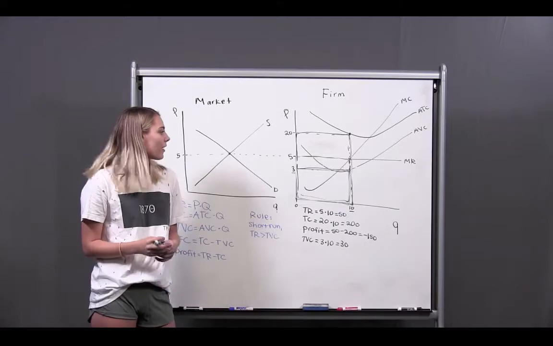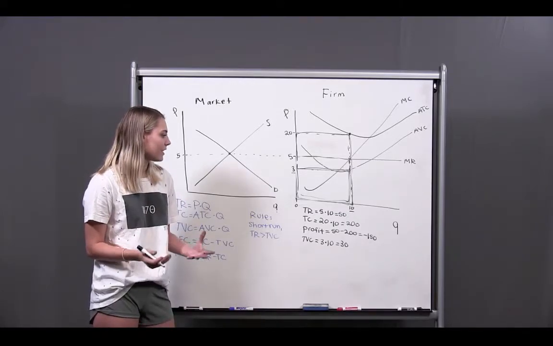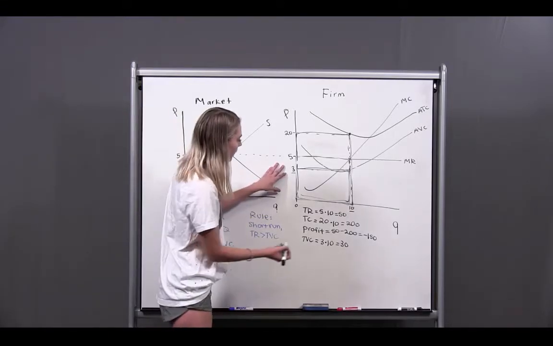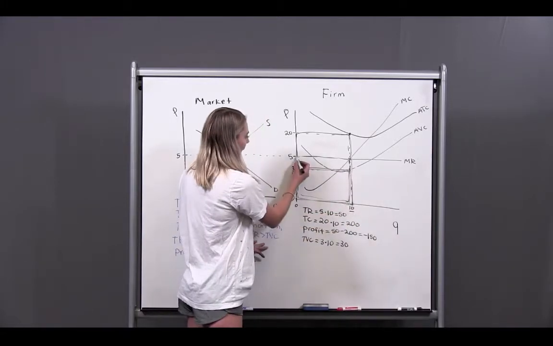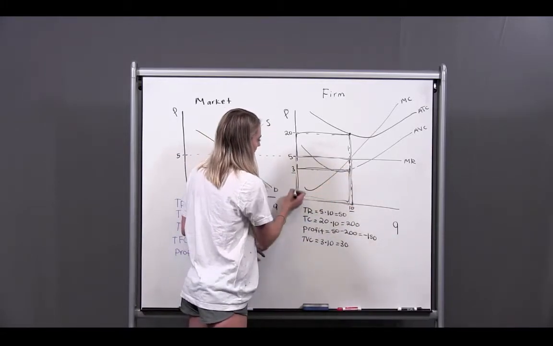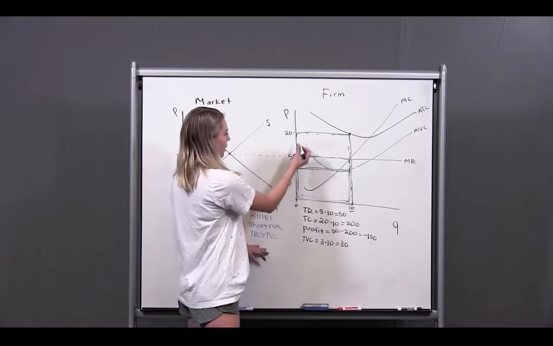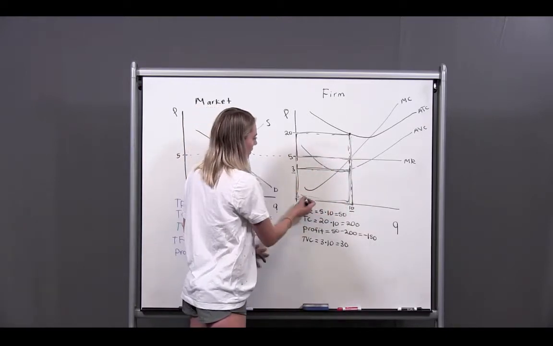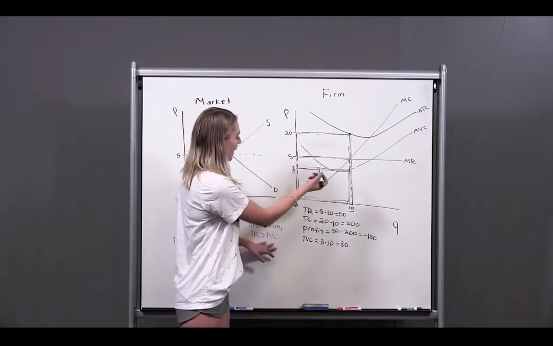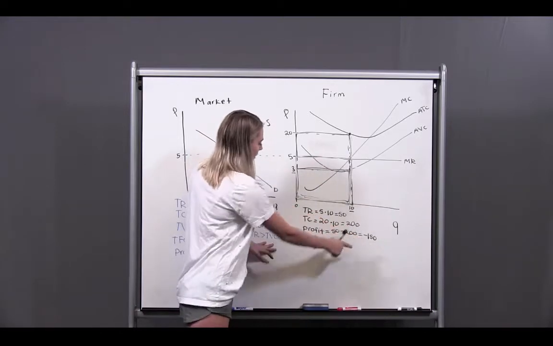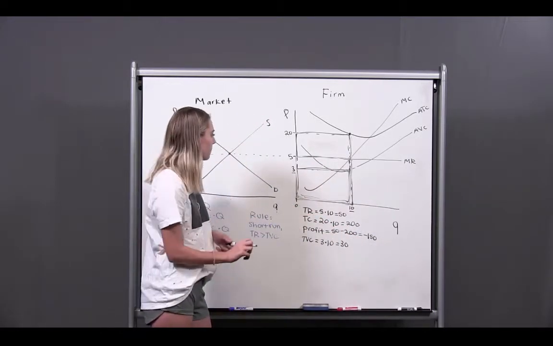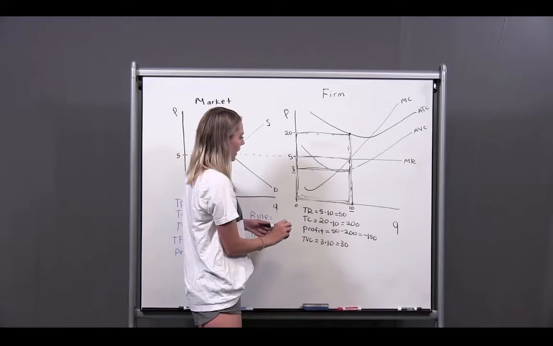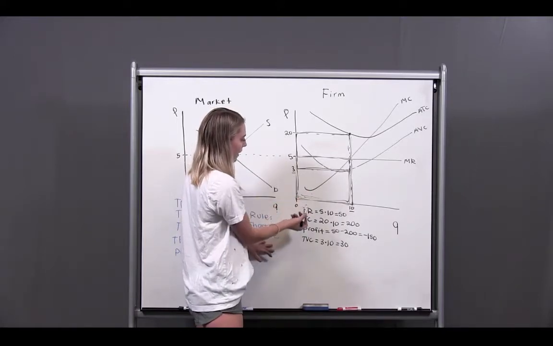So when we're looking at whether or not the firm would leave the market, we have to look at the different options that they have. So if they produce 10 units of output, they have a revenue of 5 times 10, which is $50, and they have a total cost of $200. So what we see is that they have a loss of $150 shown in their profit equation. However, they would stay in the market because their revenue is higher than their variable cost.